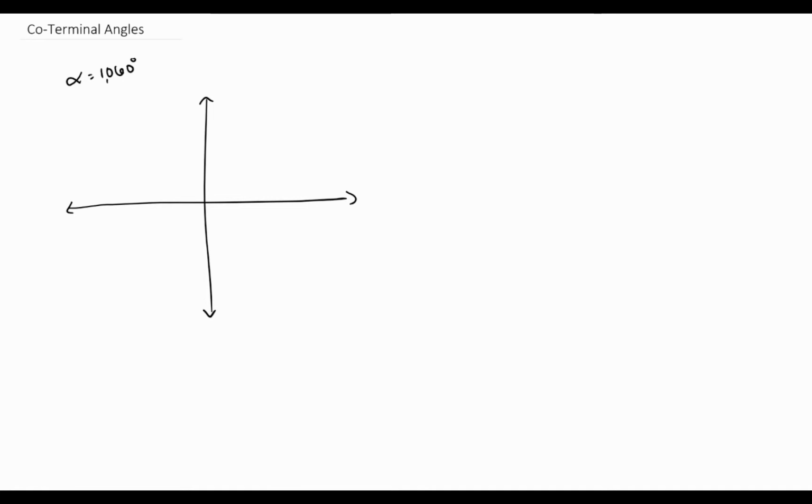As a reminder, we have 0 degrees over here in the positive x direction. And if I have this angle 1060, well, I also know that 1 full revolution is only 360 degrees. So I have a little ways to go. I've gone 360 degrees. I'm going to go another full revolution, and I've still only gone 720 degrees. So you can see the full revolutions here are just in multiples of 360.